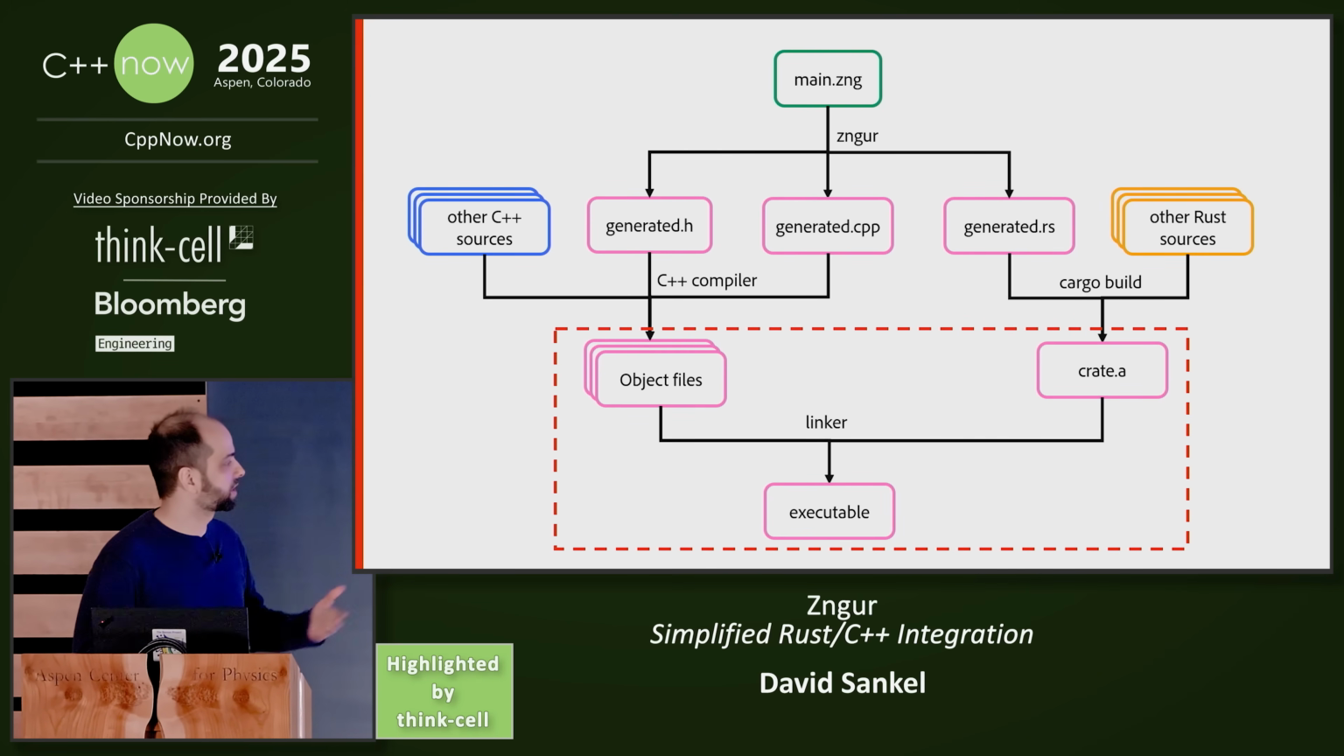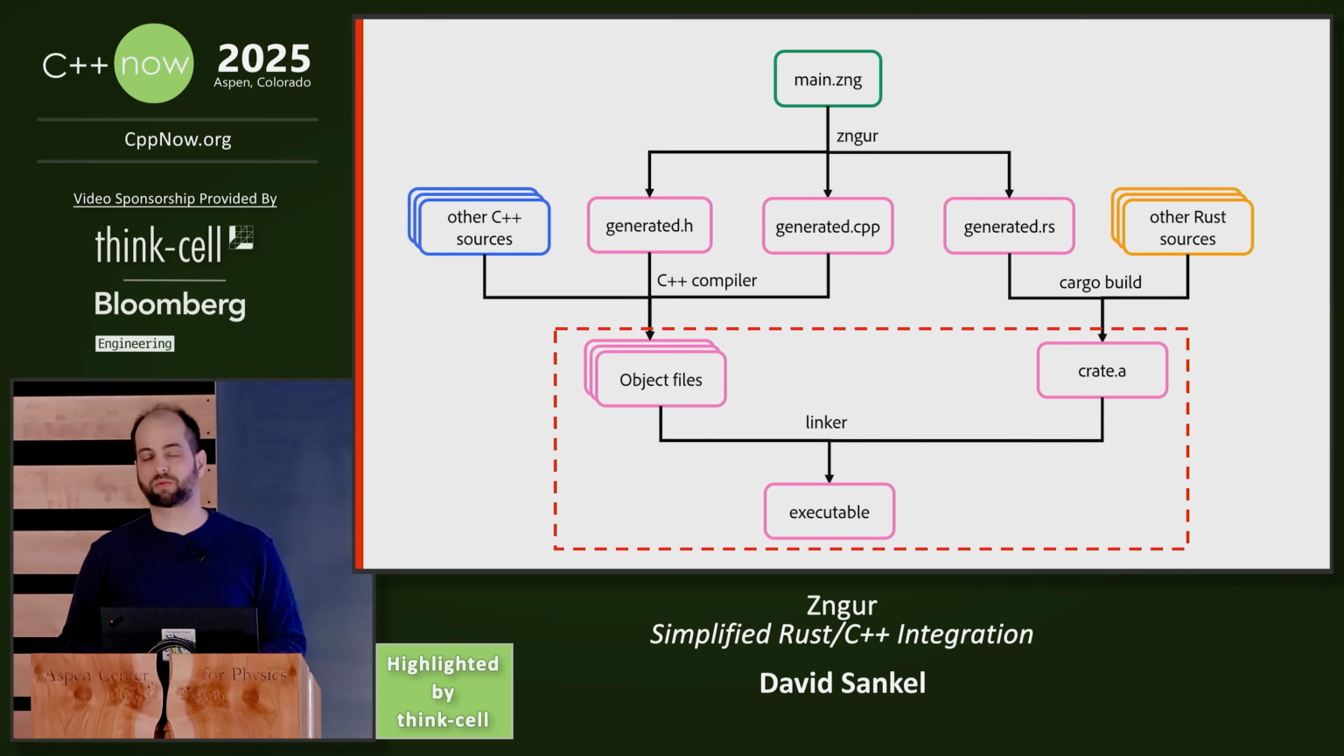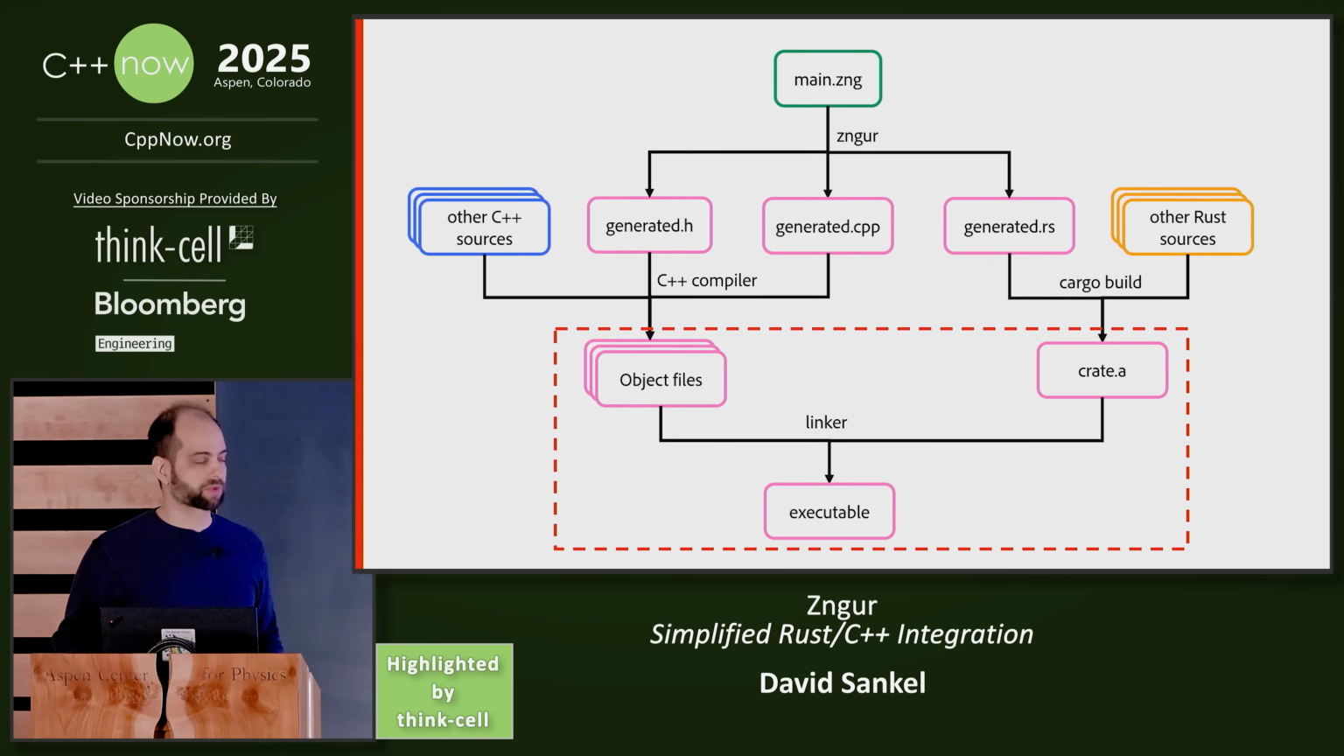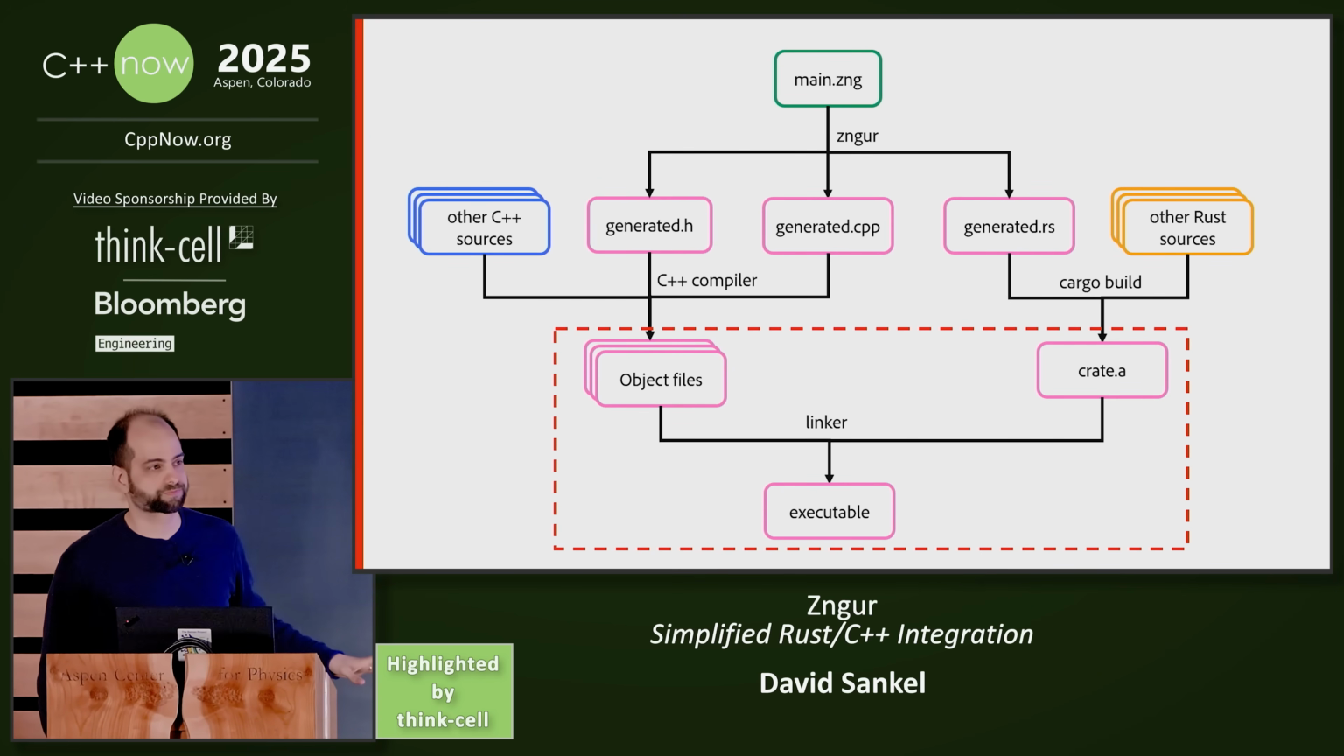Now, who's running this linker? It could be run through CMake, just using a C++ linker. It could also be run through Cargo if you wanted to do your linking that way. It doesn't really make a difference. This is just how it works.